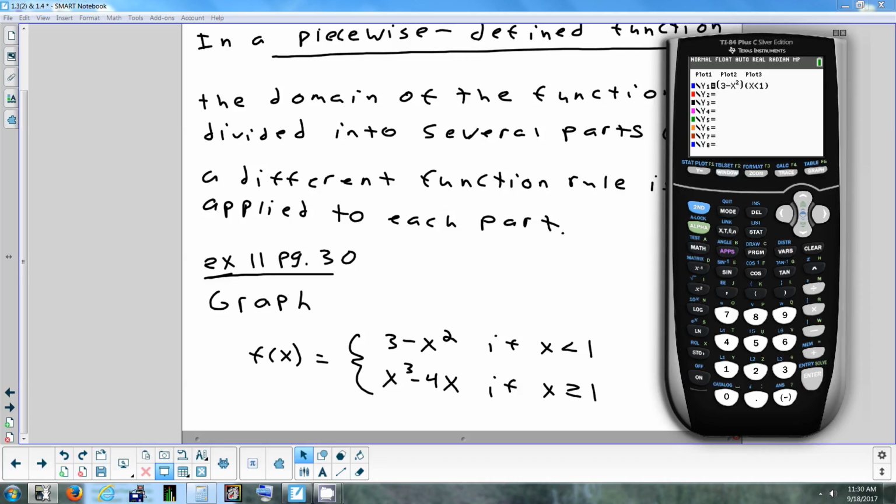Okay. And now I'm going to do the same thing for y2. In parentheses, I'm going to put in x cubed minus 4x. And again, because there's a condition to it, put that right next to it. Put in x. And now again, to get your inequality symbol, second math. And this time I want greater than or equal to 1. Fourth option. Okay. Questions on that part right there?